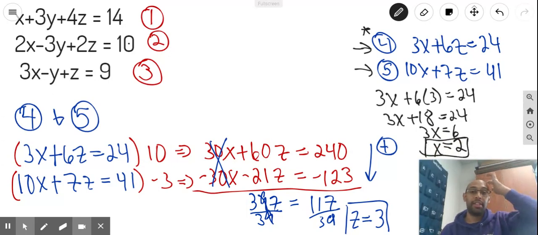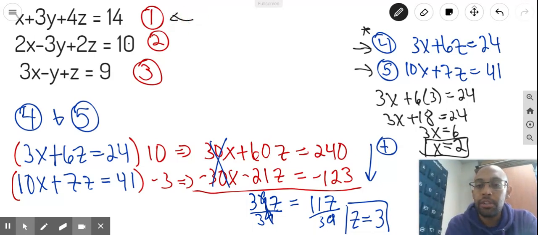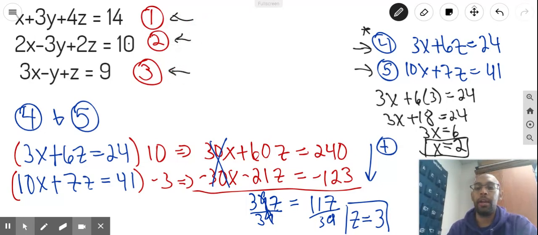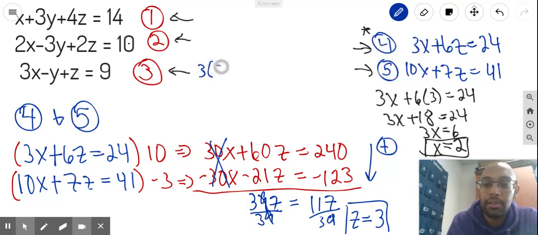Once again, I have x and I have z. I have two of the three. I need to go back to the original equations that I started out with, and I need to plug it into one of the three original equations to solve for y. The easiest one to plug into, in my opinion, is the last one because y is just y. So I'm going to plug in what I know, so that's 3 times x, which is 2, minus y plus z, which is 3, equals 9.